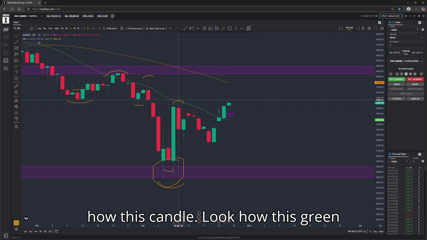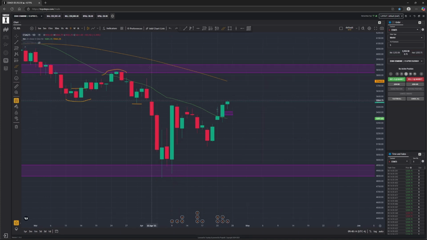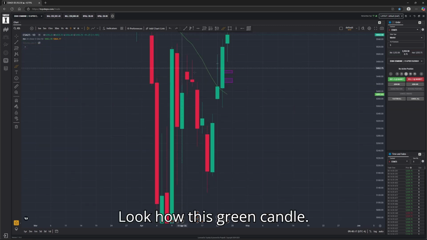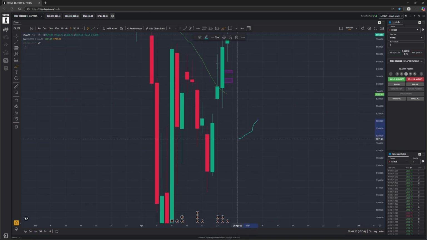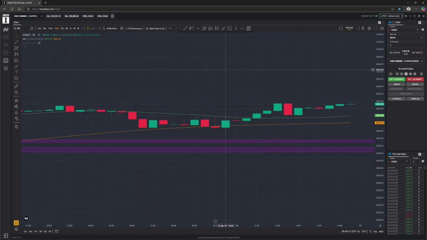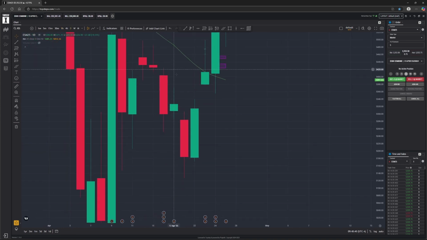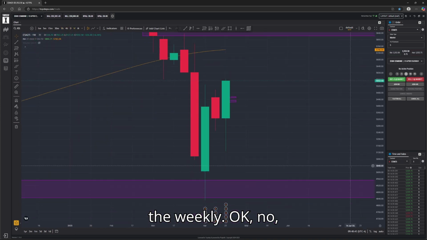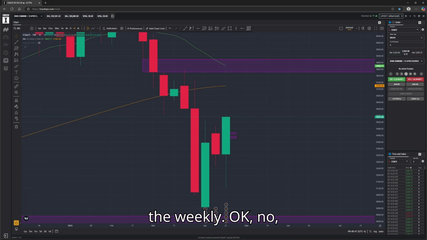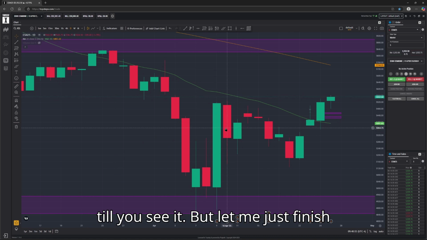Look how this green candle. Hold on. Where was I? On the daily. I think let's see the weekly. Oh yeah, the weekly. Okay. No, right here on the daily. On the weekly too, you see it. But let me just finish explaining this.